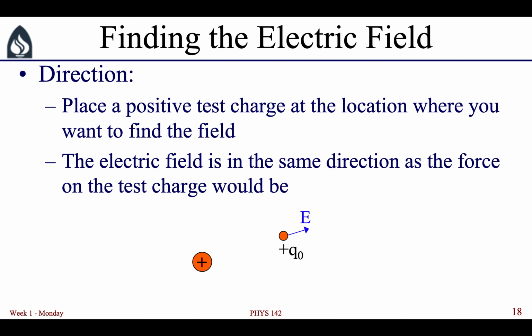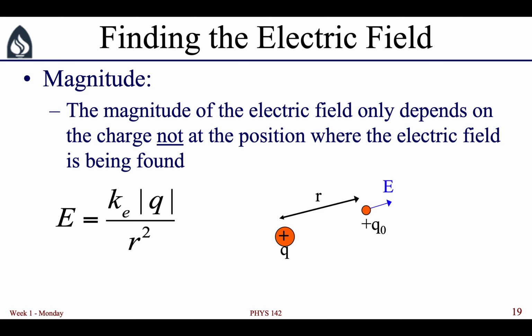So let's say we have this charge here and we want to find the electric field at this location. We place a positive test charge and look at the direction that the force would be on this positive test charge. Since this test charge is positive and this is a positive charge, we know that the force on the test charge would be away from the positive charge. So that's the direction of the force. That's also the direction of the electric field vector. So if you want to know the direction of the electric field at any point, you put a positive test charge, an imaginary test charge, at that point, and see what is the direction of the force on that charge, and then the electric field is in the same direction.